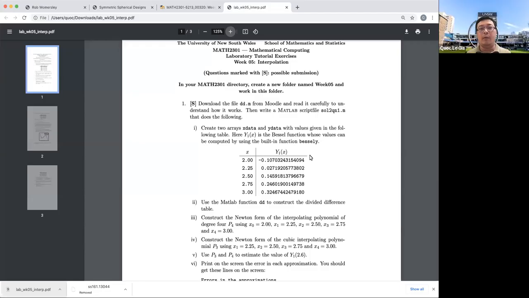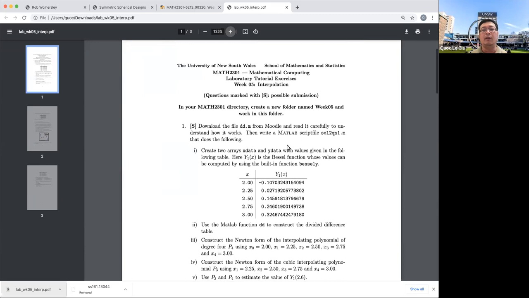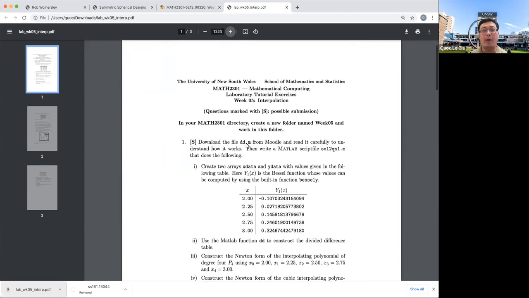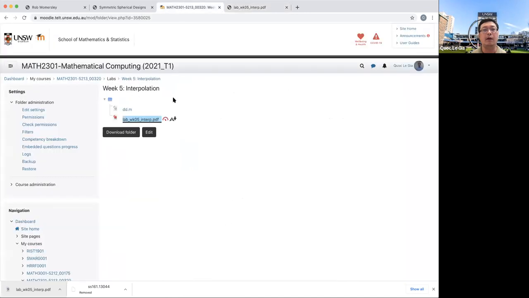Okay, good afternoon, everyone. So this is the lab for week 5, and the topic is interpolation. So first, you have to download the file called dd.m. This is the file that you can see in the directory for the week 5 lab, or in the lecture notes, in the interpolation topic.